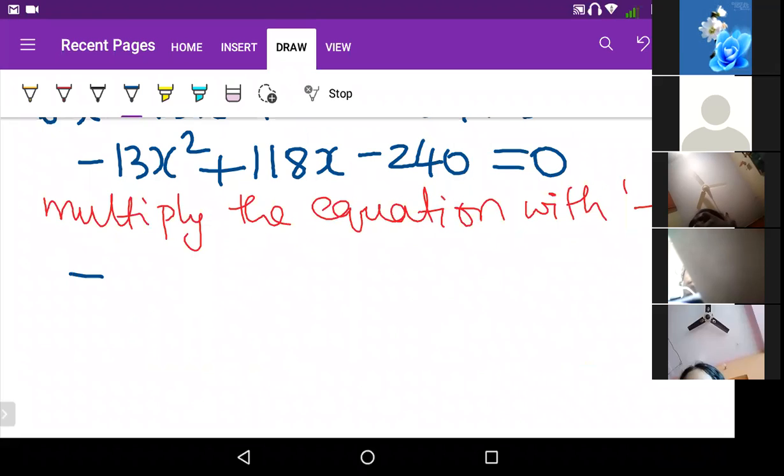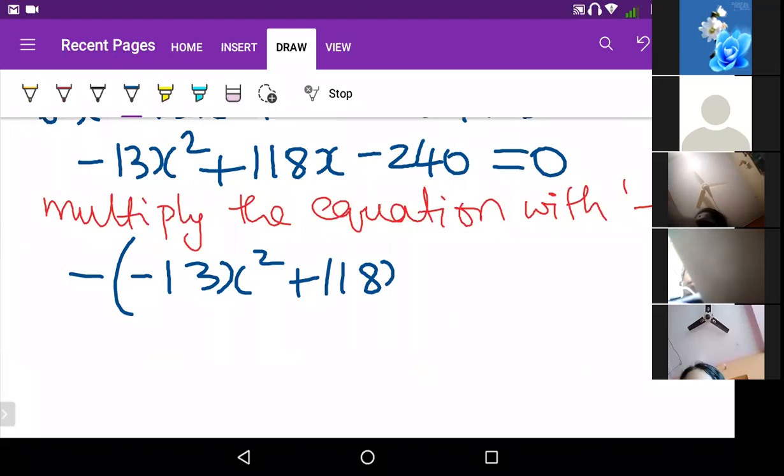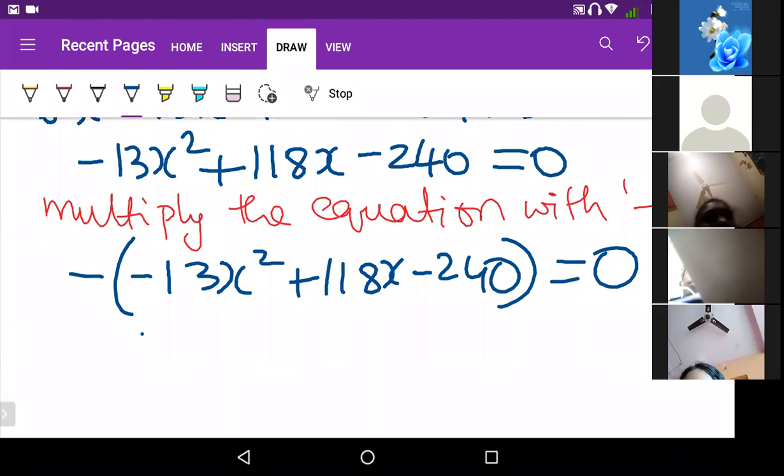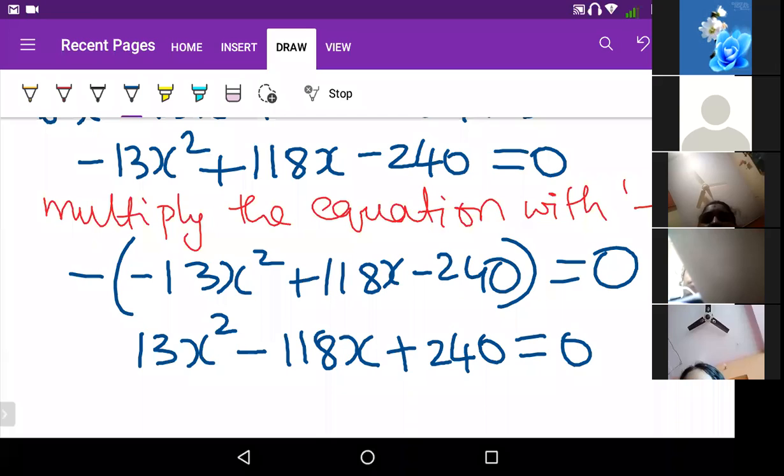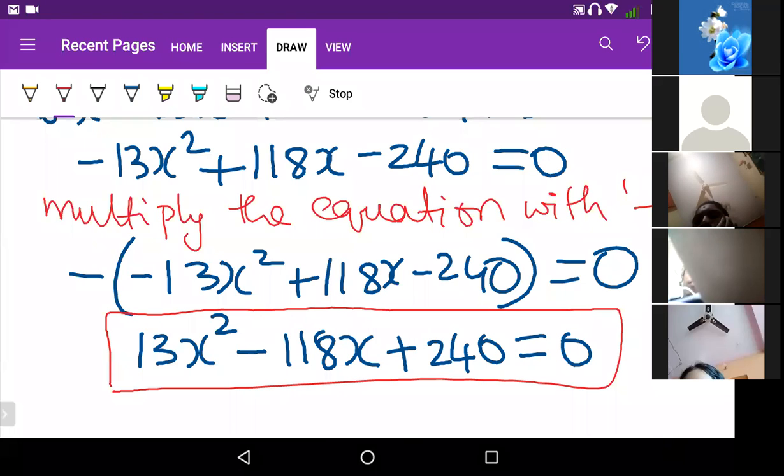So minus into minus 13x square plus 118x minus 240 is equal to 0. Okay. Now minus into minus is plus. So you will get plus 13x square. Minus into plus is minus. So minus 118x. Minus into minus is plus. So plus 240 is equal to 0. Okay. So this is the actual equation that you will get, and this is what is required for us to find out the value of x by using the formula method.